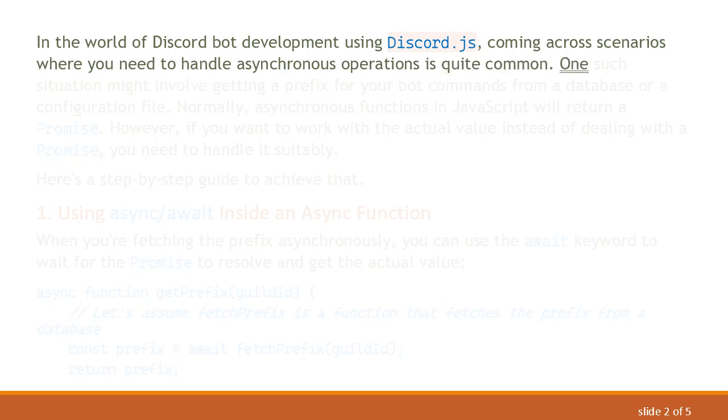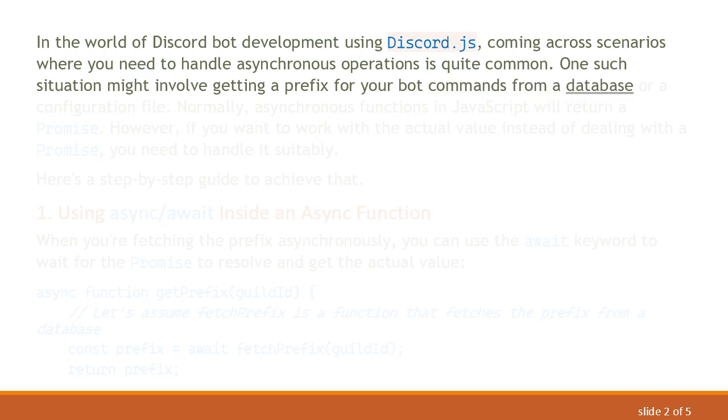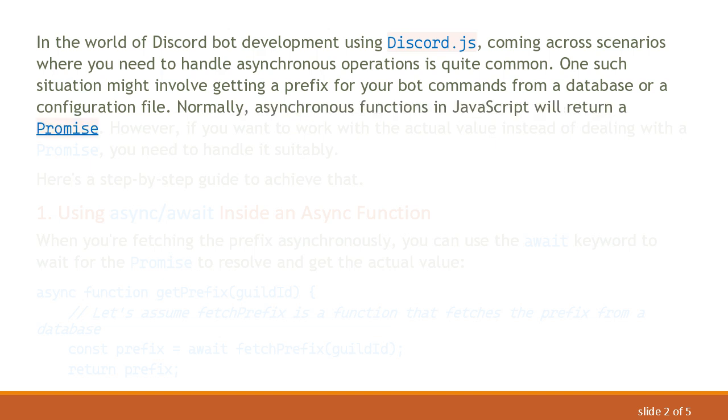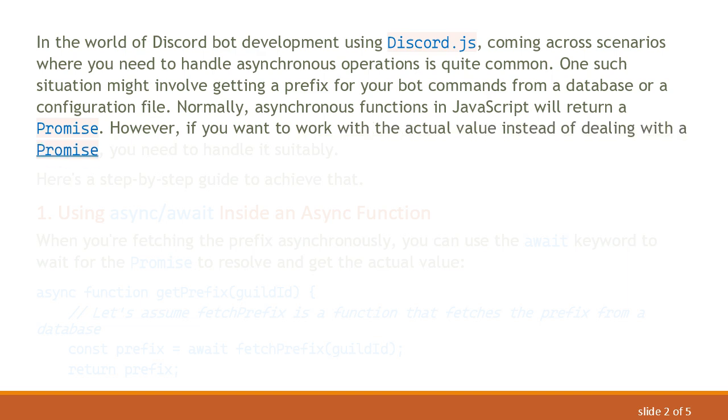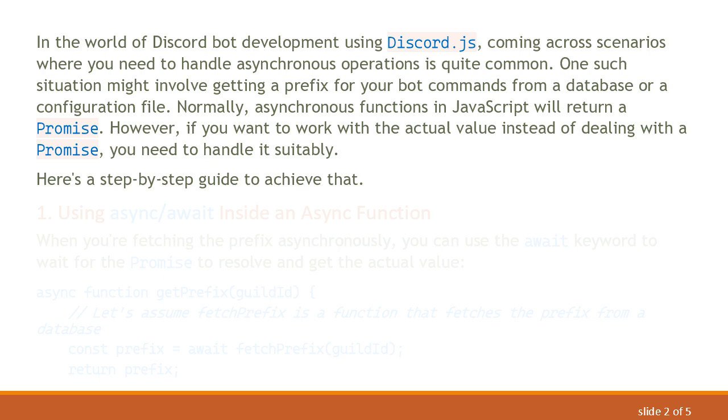quite common. One such situation might involve getting a prefix for your bot commands from a database or a configuration file. Normally, asynchronous functions in JavaScript will return a promise. However, if you want to work with the actual value instead of dealing with a promise, you need to handle it suitably. Here's a step-by-step guide to achieve that.